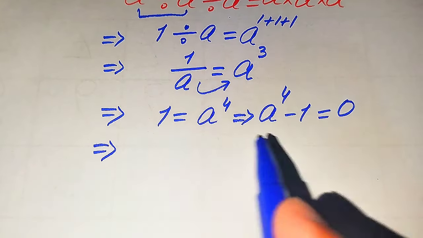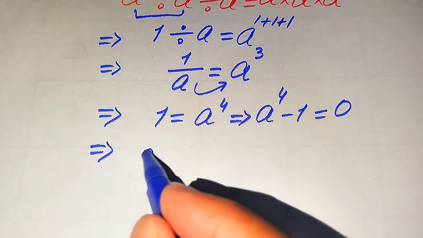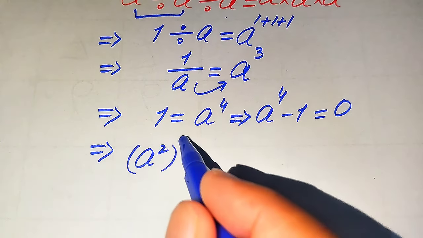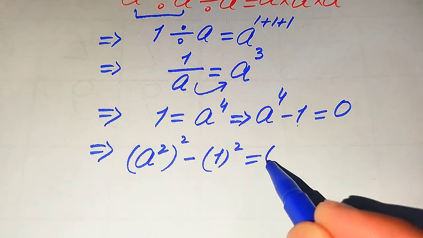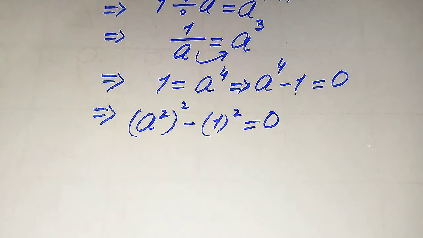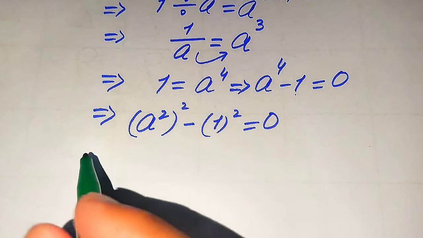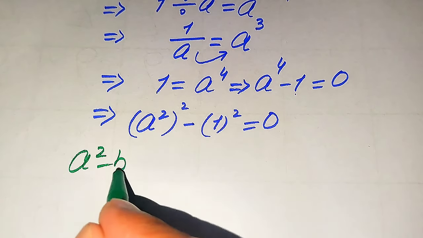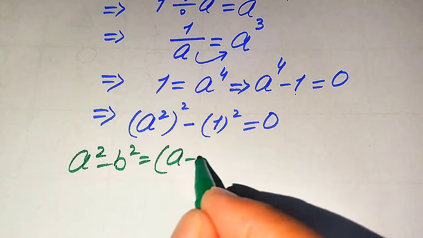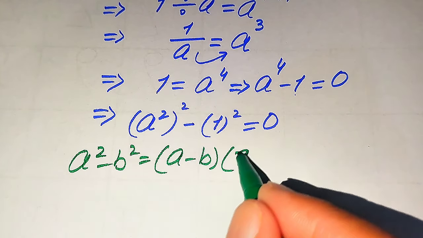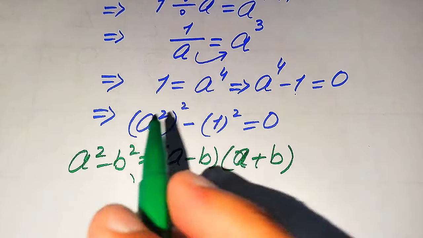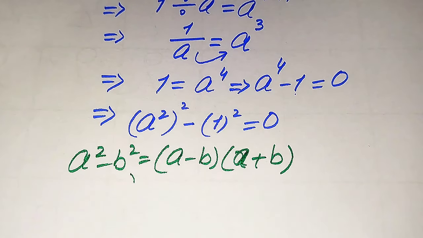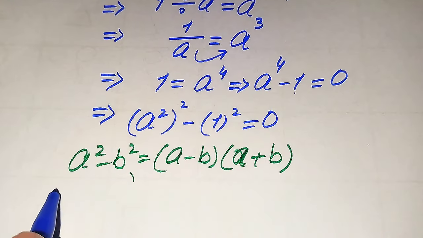So now we rewrite this equation: we write a to the power of 4 as a square whole squared, minus 1 squared, and this whole equation equals 0. So here we use this nice algebraic formula. You know that a square minus b square equals a minus b times a plus b. So this is our algebraic formula. According to this formula, we write our above equation in this form.